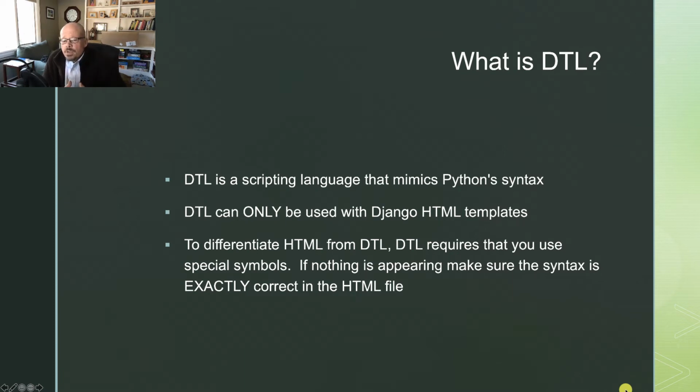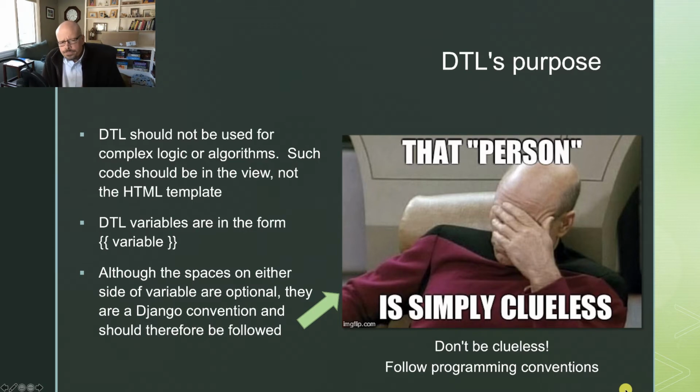To differentiate HTML from DTL, I mean, a web page has to be able to tell what is HTML, what you really want to display on the page, and what is the script. So it has to use some kind of funky symbols to make sure that it can determine which one is which. So if you're using DTL and it doesn't appear correctly, double check the syntax. Make sure you haven't embedded a space somewhere that you aren't supposed to, or if you were supposed to put a space in and you didn't, make sure it is exactly correct because it can be very sensitive in the syntax. So along that line, first of all, DTL should not be used for complex logic or algorithms. It's just simply a very lightweight scripting language that helps you display things in a really cool modern way.